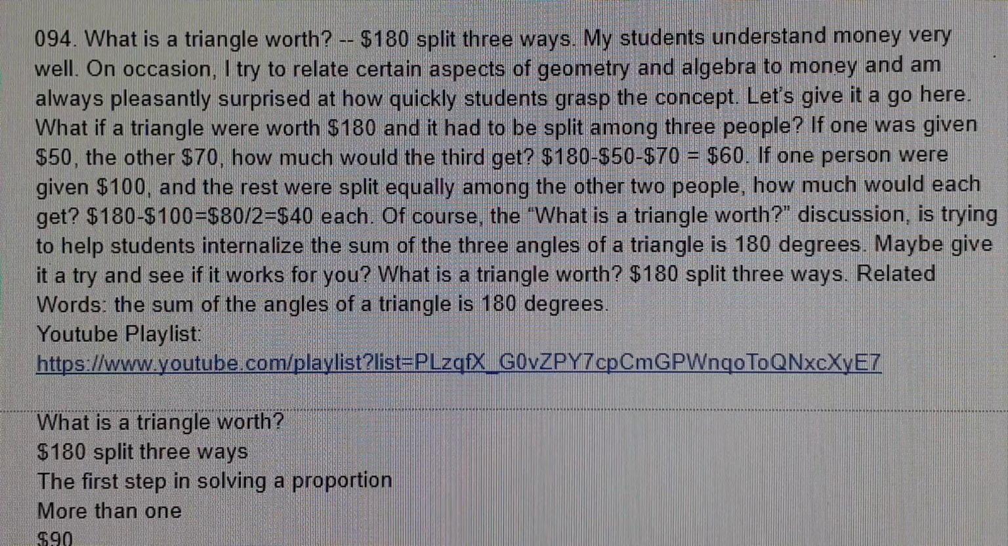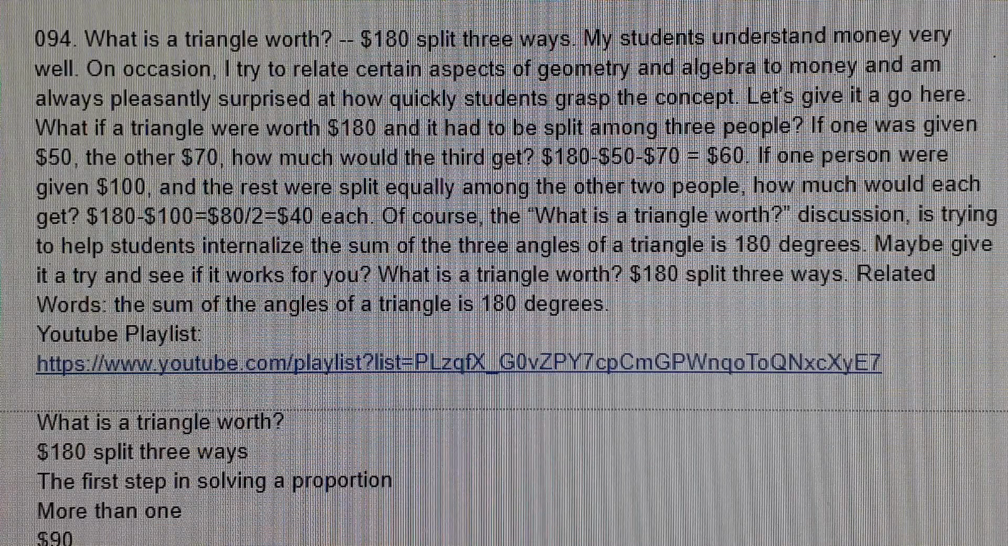If one was given $50, the other $70, how much would the third get? $180 minus 50 minus 70 equals $60. If one person were given $100 and the rest were split equally among the other 2 people, how much would each get? $180 minus $100 is 80, divided by 2 equals 40 each.